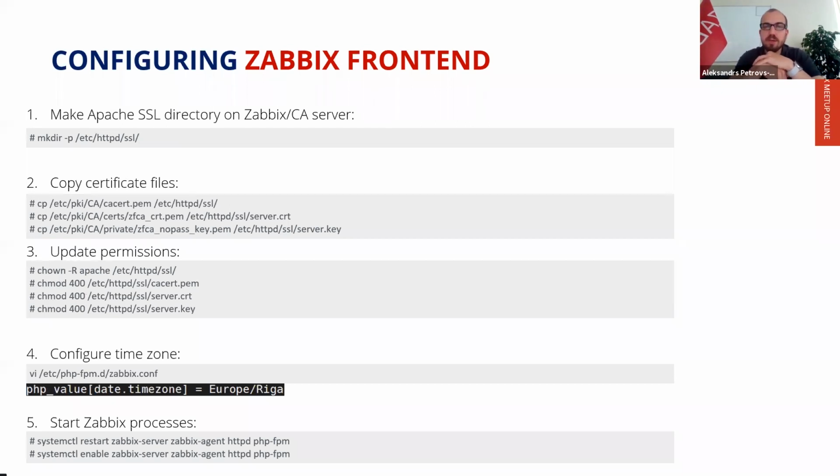Make a path SSL directory on the Zabbix CA server, because we will also use an encrypted connection for the frontend. Again, use -p. Copy the certificate files; it's still the same machine. If not, use SCP again, just as we did earlier, for example, with the DB server. Update permissions for Apache, so only Apache can read those files, or not only Apache, at least Apache can. And of course, configure the time zone by going to your usual zabbix.conf file, finding it in etc php-fpm.d zabbix.conf, and start the Zabbix processes with all the changes made.